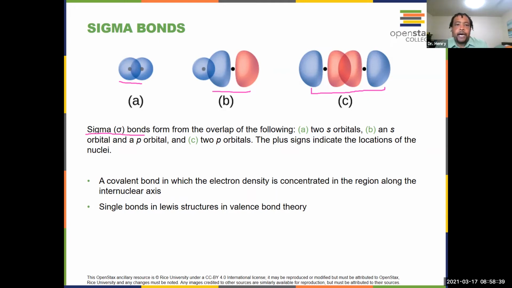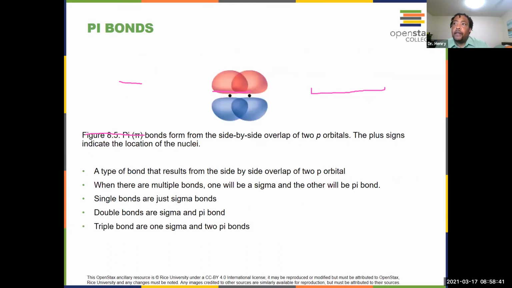Now let's talk about the pi bond. A pi bond only occurs in those higher subshells. So again, in this case, a pi bond will be between two p orbitals.